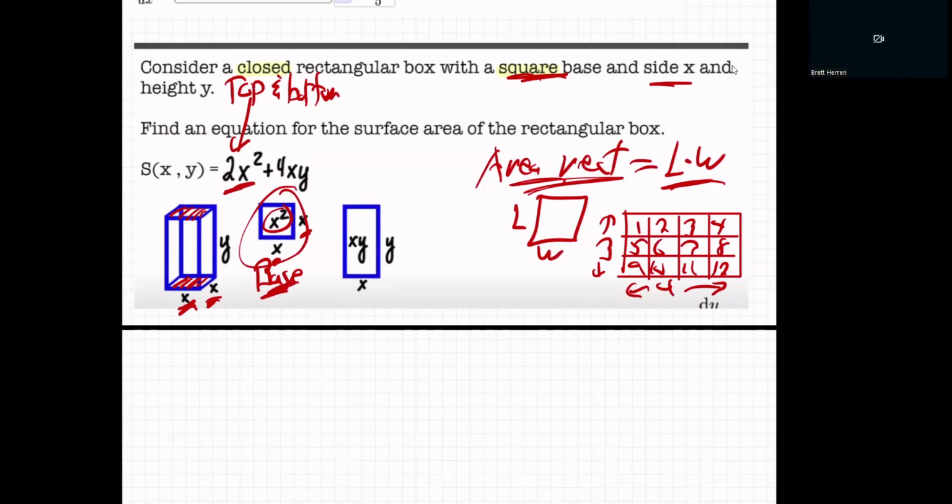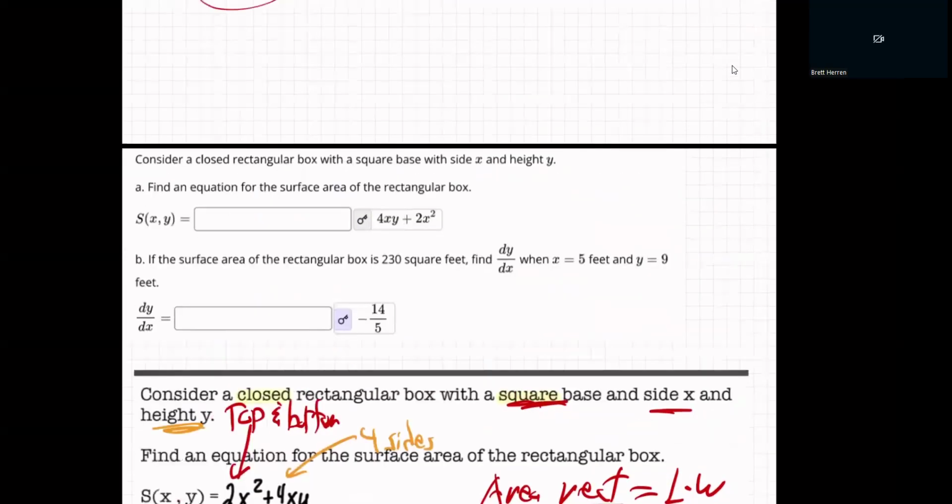And then on the other one, this side right here, that's x times y. The height is y, so it's x times y, and there's four sides. So there we go, there's the formula. So that's how we do part A.